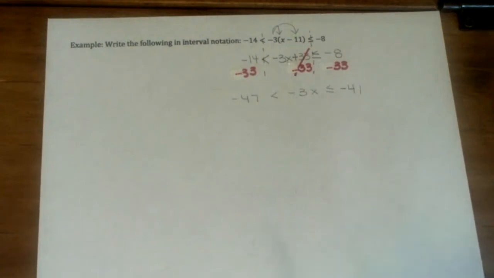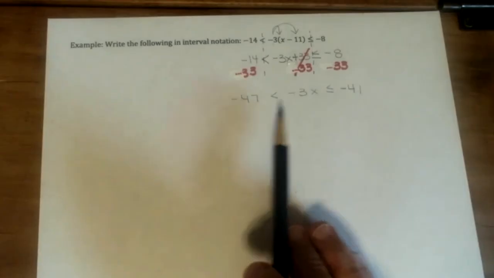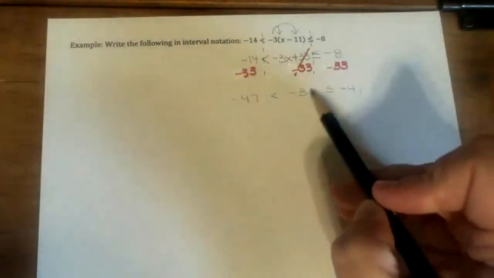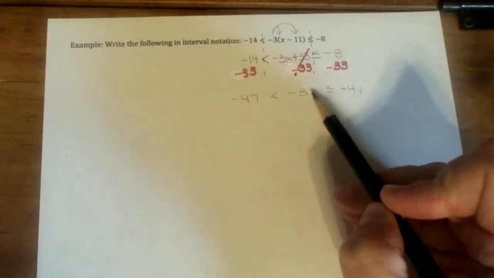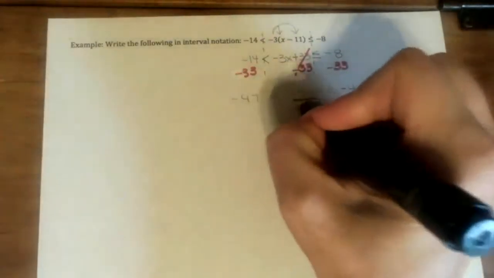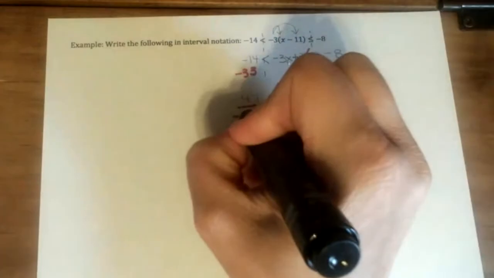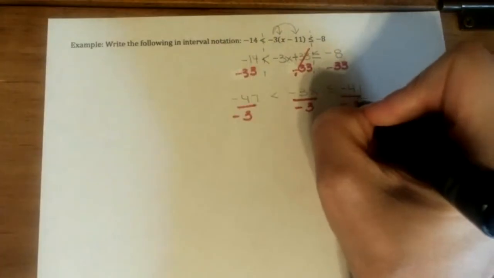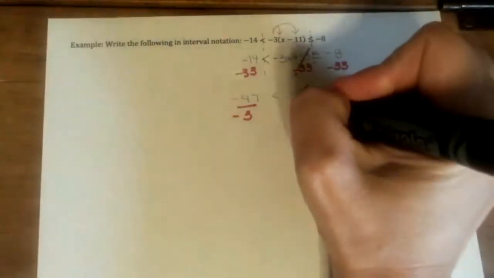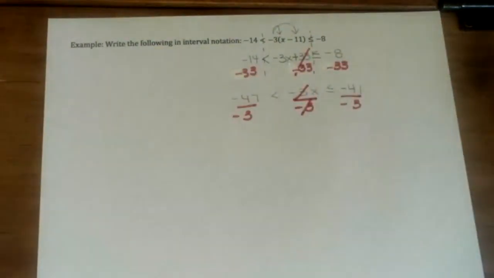All right, last step. Negative 47 less than negative 3x less than or equal to negative 41. Again, I want to get x by itself. What's happening to x? It's being multiplied by negative 3. The opposite of multiplying by negative 3 is to divide by negative 3. So let's divide all sides by negative 3. What you do to one side, you have to do to all sides. So all three sides get divided by negative 3. That way my negative 3 divided by negative 3 cancels out.